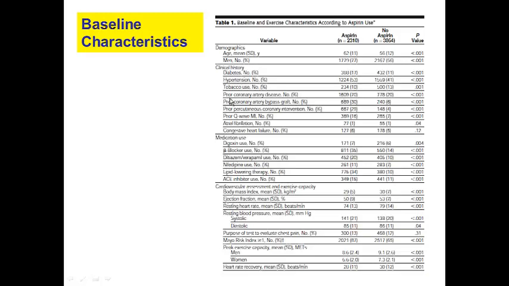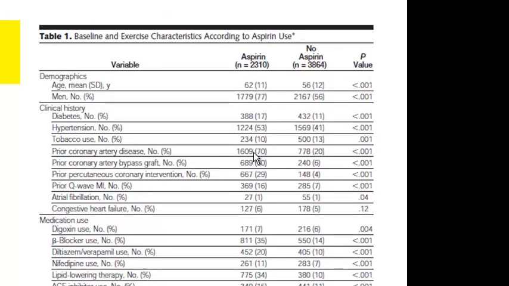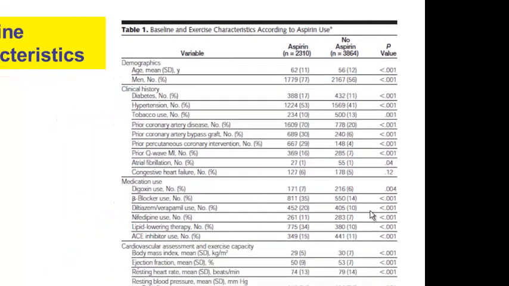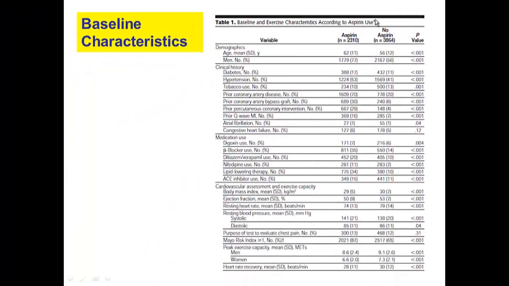53% of patients in aspirin group had hypertension, whereas 41% of patients in non-aspirin group had hypertension. And if you look at prior coronary artery disease, 70% of aspirin patients had history of CAD, and only 20% of non-aspirin patients had a history of CAD. And 30% of aspirin patients had prior bypass surgery, and only 6% in non-aspirin had prior bypass surgery, and so on. So clearly, people who were using aspirin had the reason to use it because they are sicker and they have higher risk for death with cardiovascular disease.